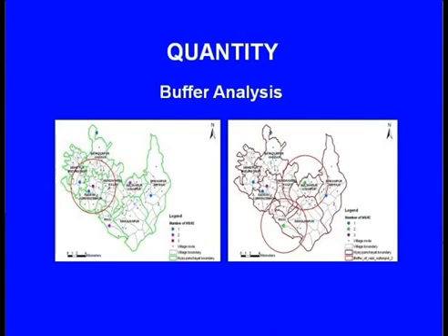In order to identify the sufficiency of the information, buffer analysis has been carried out. On the basis of this, the number of high schools and intermediate colleges in terms of availability has been worked out, and what we find is that there is a total inadequacy in the availability of higher education.